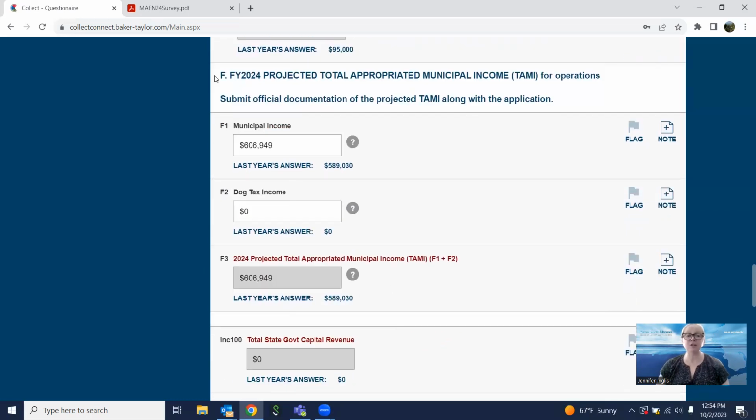And then next we get to your FY24, the current fiscal year projected total appropriated municipal income. So this is the money that you were awarded in town meeting in the spring or through your city for this current fiscal year. So we need to have you put in your municipal income for FY24, your dog tax income for FY24, and then you will need to send us proof of this amount when you send in your forms. And I'll talk about that when I get to submission.